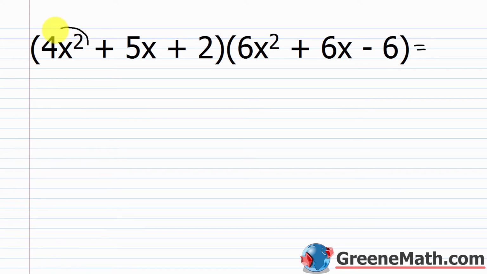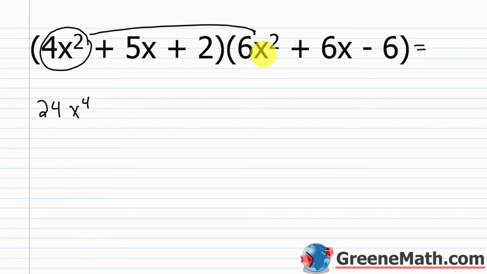So I'm going to take 4x squared, and I'm going to multiply it by this polynomial here, 6x squared plus 6x minus 6. So without creating all this extra work, let's just do it and write our answer here. So 4x squared times 6x squared. 4 times 6 is 24. X squared times x squared is x to the 4th power, right? X is the base. That's common, so that stays the same. You add your exponents. 2 plus 2 is 4.